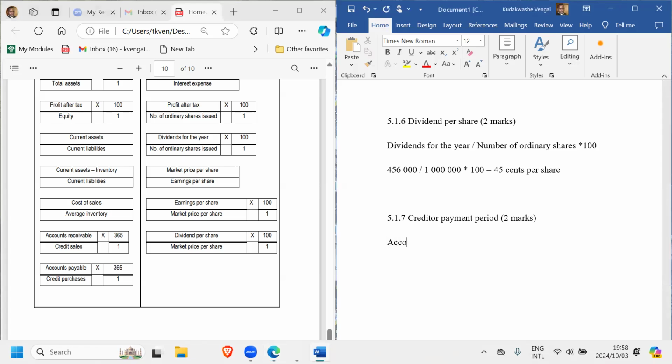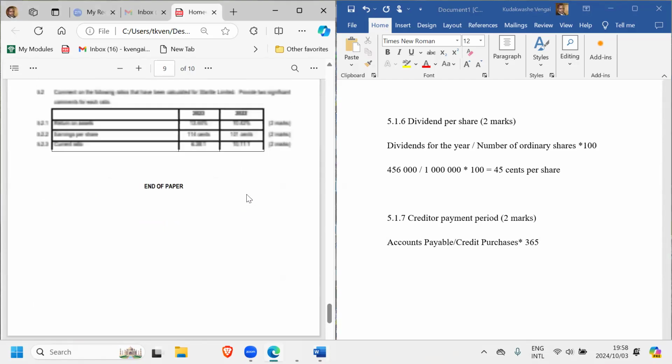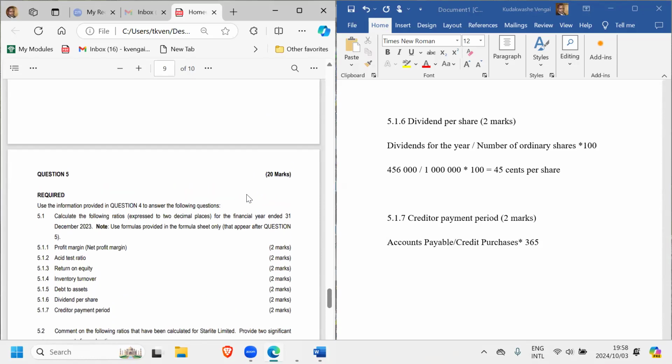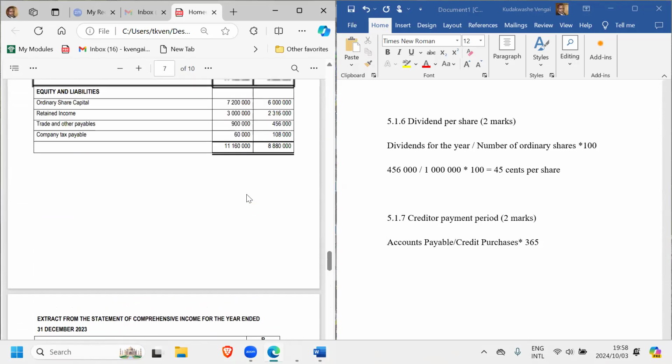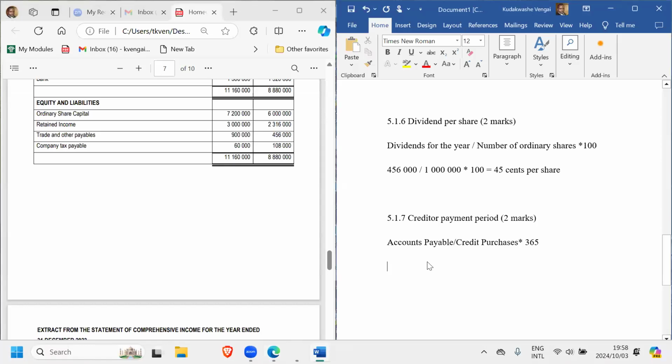Right? So accounts payable divided by credit purchases multiplied by 365. Right? So let's go. There's a little trick on this one that you need to learn. So accounts payable, you have this information. It's not going to be a problem. Accounts payable, those are your trade and other payables. That's your accounts payable. So that's 900,000, right?